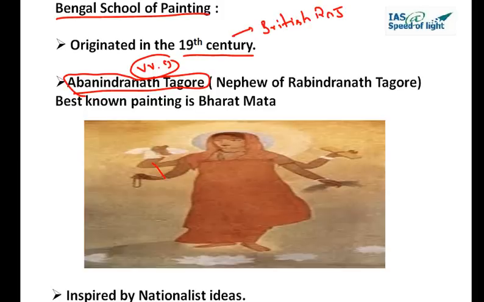Okay, his best known painting is Bharat Mata. Like this, see you can see this picture where Bharat Mata is being depicted with four arms like the Hindu goddesses. So this is the best known painting of Abanindranath Tagore, who was a nephew of Rabindranath Tagore. So Rabindranath Tagore, we linked it with Manipuri dance also, if you remember. Okay, Manipuri dance. He popularized Manipuri dance, and he also introduced this Manipuri dance in his university, Shanti Niketan. So best known painting is Bharat Mata, and this school of painting was inspired by the nationalist ideas. This is what you need to remember about the Bengal school of painting.